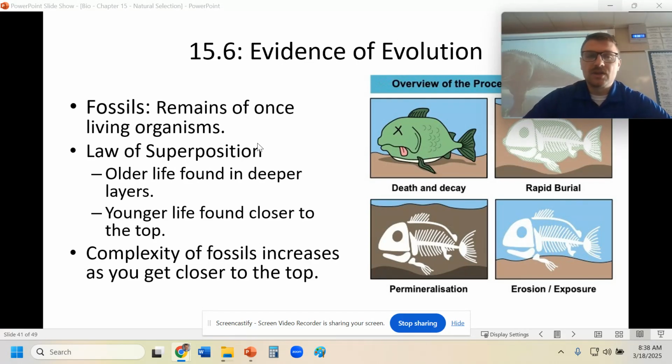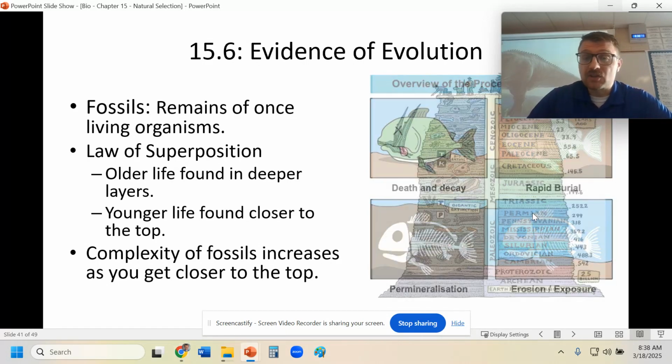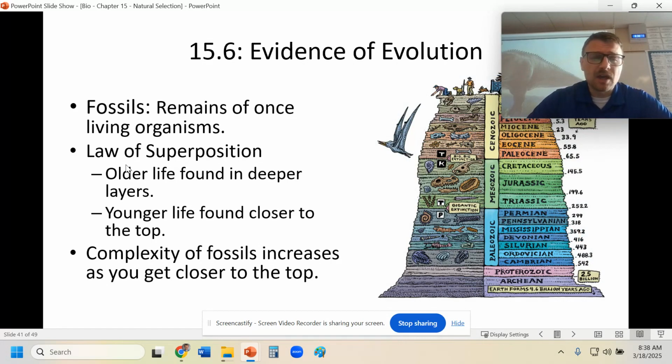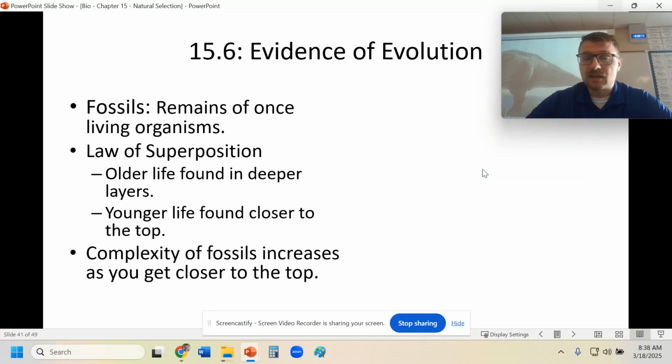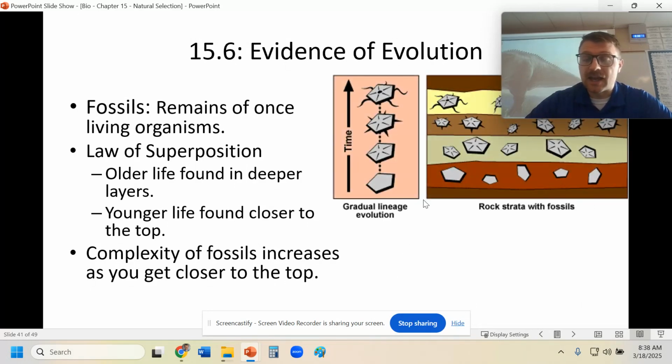You see, fossils are remains of once living organisms, and they basically show us how life on Earth has evolved through just their fossil record. We have something called the law of superposition that states that Earth that is lower in the geological timeline, you can see here the deeper we go, is older compared to the layers on top, which are younger. And what we see is the complexity of fossils increasing as we get close to the top. This is, again, just because complexity of life has increased over time.